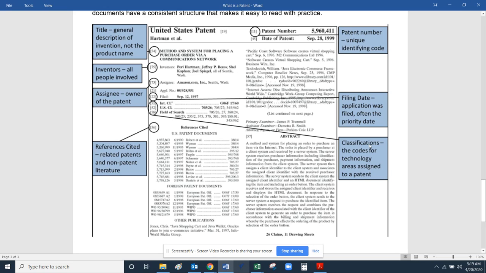And lastly, classifications are codes for technology areas assigned to a patent. So the Patent and Trademark Office has basically established a giant catalog of different codes so that when you're searching for something in a patent, you can look at an entire category of things that have been created in the past. That concludes this brief introduction to types of patents.